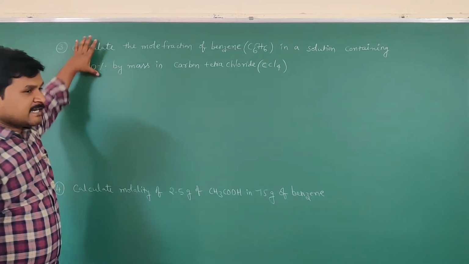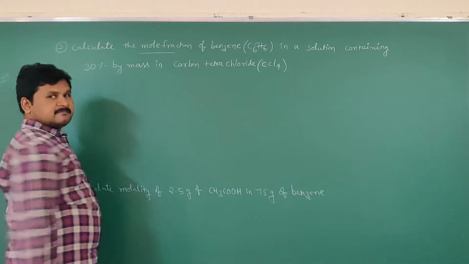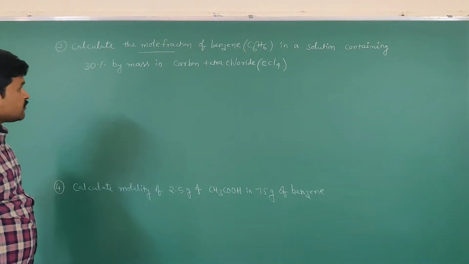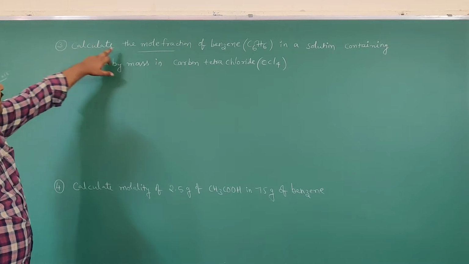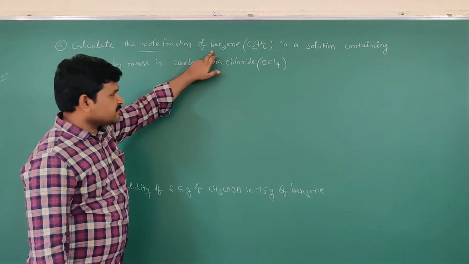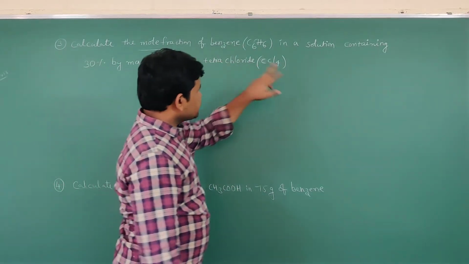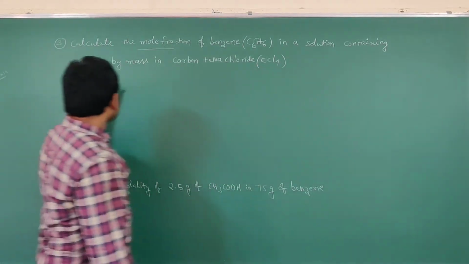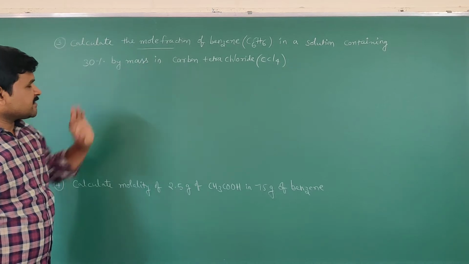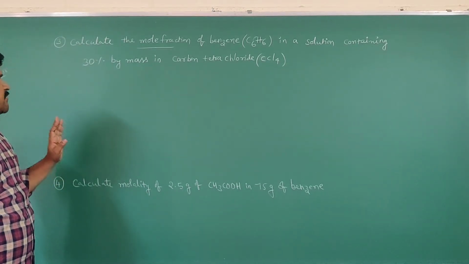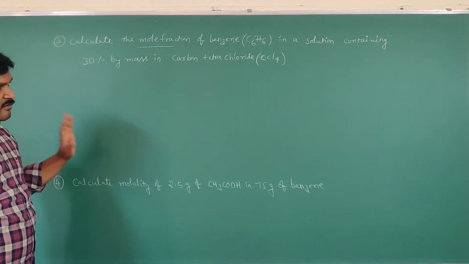Next problem related to mole fraction. Okay. Read the question thoroughly. Calculate the mole fraction of benzene. What is the molecular formula of benzene? C6H6, in a solution containing 30% by mass in carbon tetrachloride.